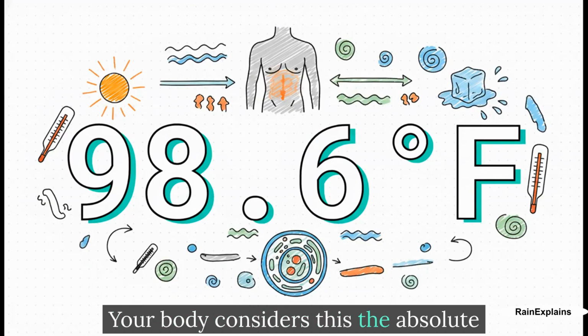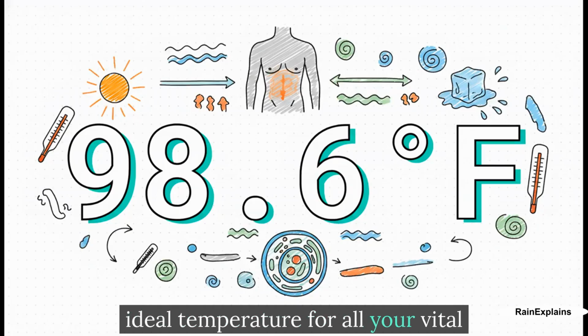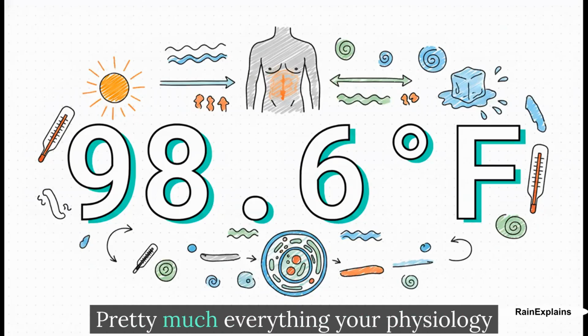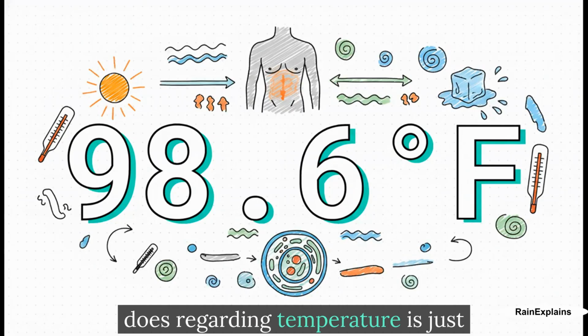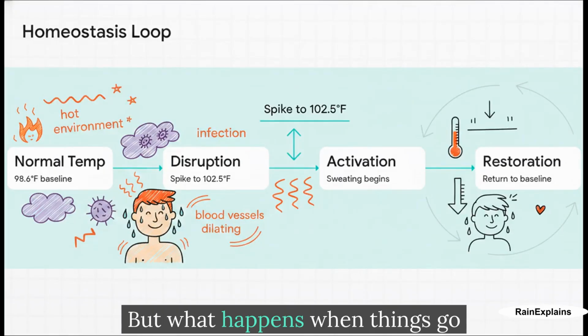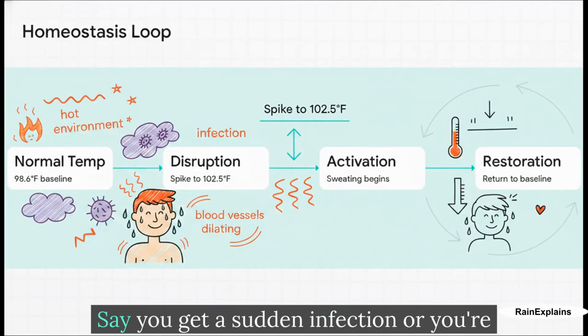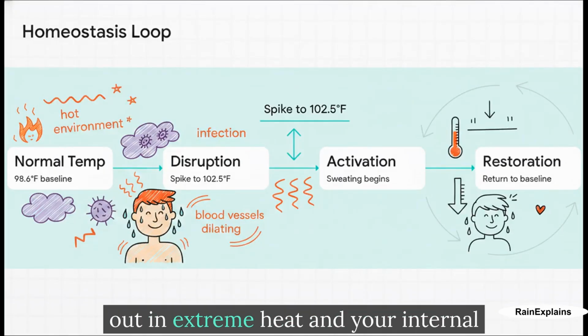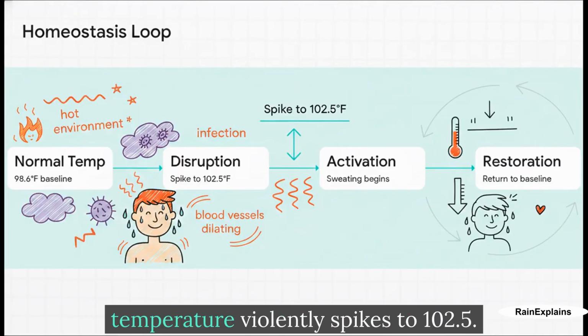Your body considers this the absolute ideal temperature for all your vital chemical reactions to happen. Pretty much everything your physiology does regarding temperature is just desperately trying to keep you right around this exact number. But what happens when things go haywire? Say you get a sudden infection, or you're out in extreme heat, and your internal temperature violently spikes to 102.5.